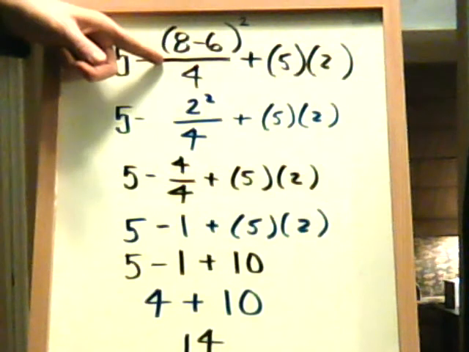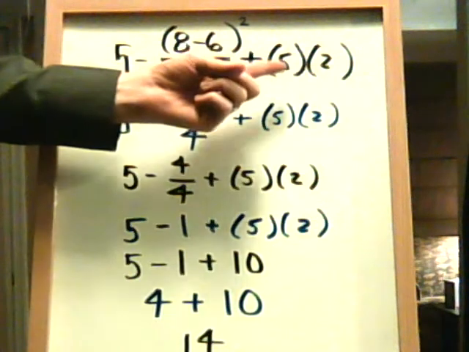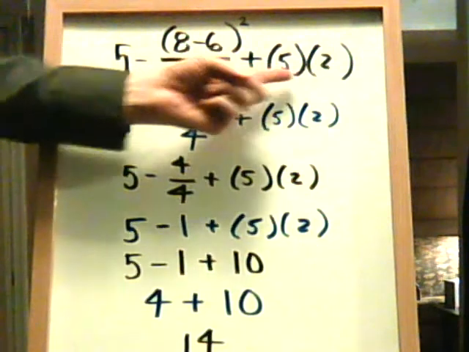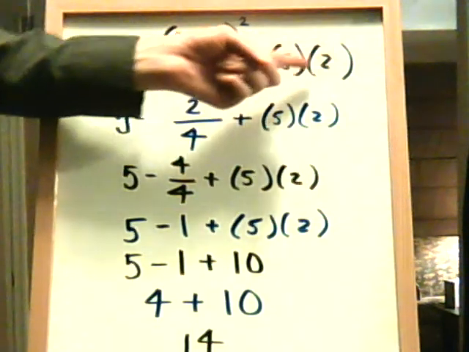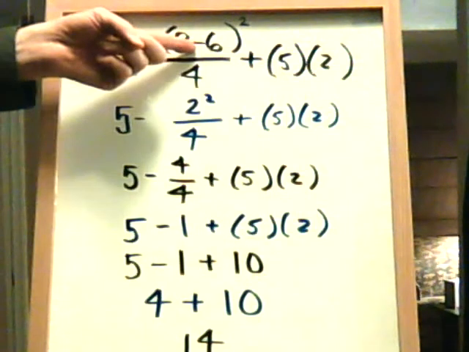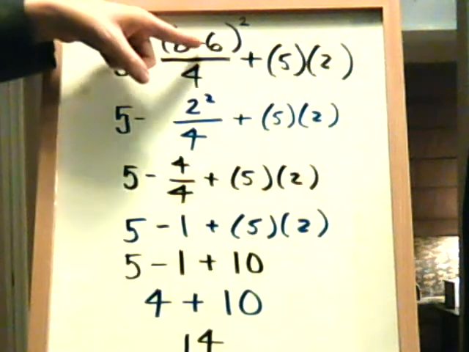The fraction bar is also a grouping device. Don't be tricked by these. These are parentheses, but there's nothing that needs to be done inside of them. So really, when we're talking about grouping devices, parentheses, we're talking about things that need to be done inside of them. So the 8 minus 6 is what needs to be done first.